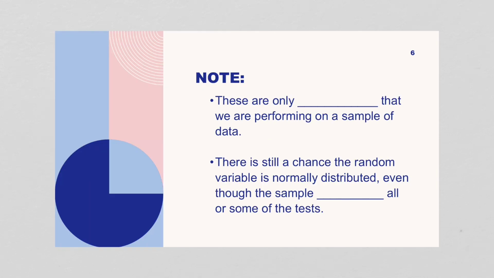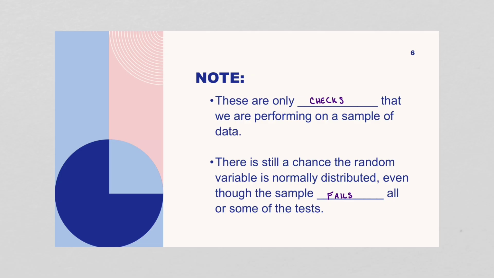So a couple notes. These 3 checks, your histogram, your box plot, and your normal probability plot / normal quantile plot, these are only checks that we are performing on a sample of data. There is still a chance the random variable that you're investigating is normally distributed, even though the sample fails all 3 or some of the tests. It's really basically just you either got a bad sample or you didn't get enough information from that sample in order to definitively say, yep, this is normally distributed. So basically, in the end, you can say based off of the data that you've been provided, you are either able to assume normality or you are not able to assume normality.